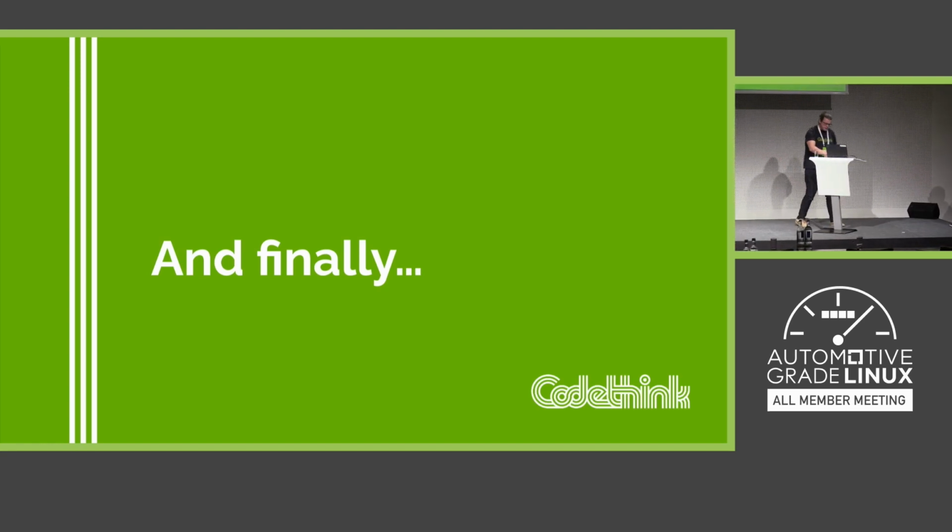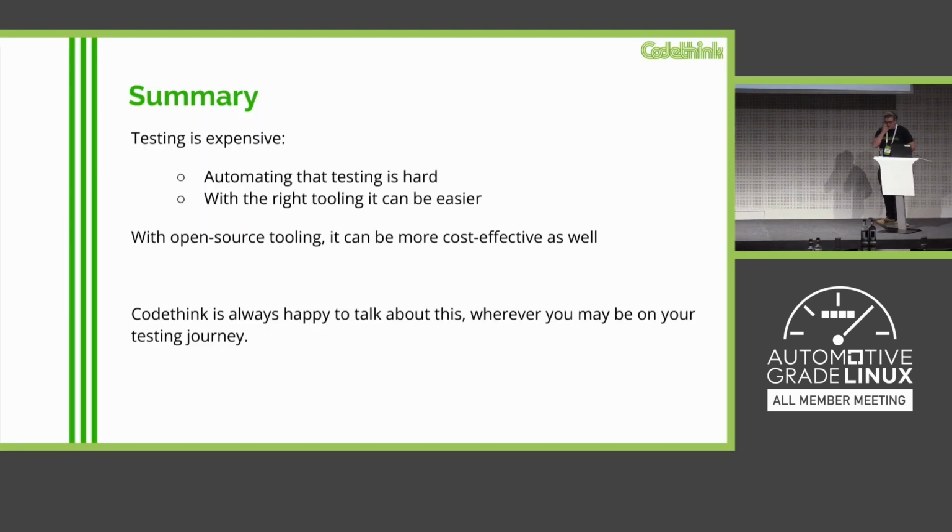All right, so to summarize then, we spoke about software complexity, we spoke about bottlenecks, and closing the gap, and we spoke about how expensive testing can be. So the takeaway is that automating that testing is a challenge, it's difficult, but with the right tooling, it is much more achievable. And importantly, if the tooling that you choose is open source, it can be cost effective as well. And that's what we've been thinking about quite strongly for the past couple of years.